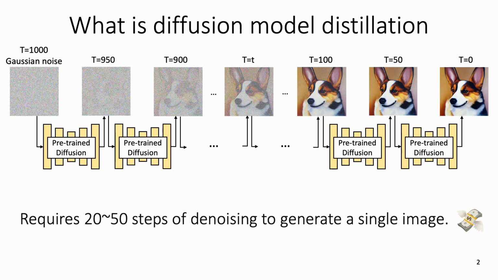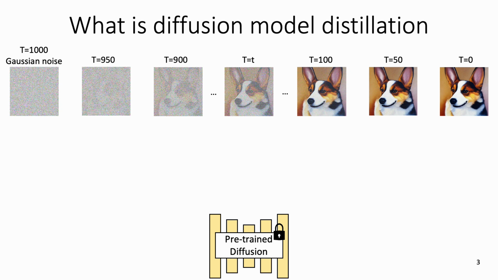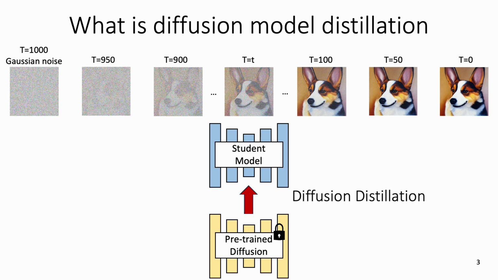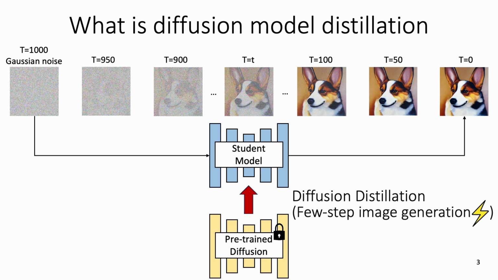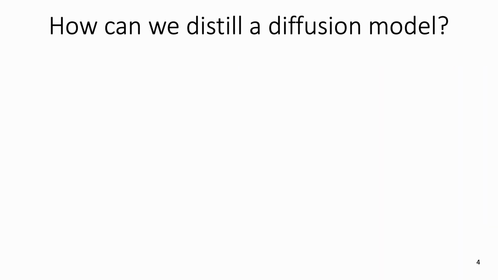DDIM sampling usually requires 20 to 50 steps of the denoising process to get a single sample, and in practice, it is very time consuming and expensive. The purpose of diffusion model distillation is to distill a pre-trained diffusion model, here, into a student model, which is a blue network, making the student model generate a single sample with just one or a few steps of denoising inference. Then the next question will be, how can we achieve diffusion model distillation?